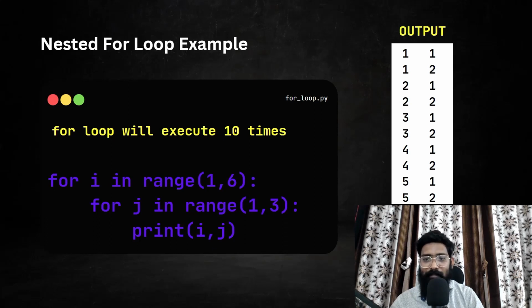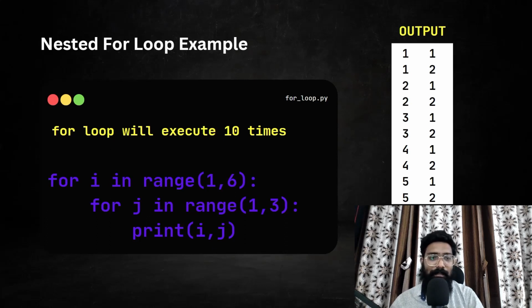On the left hand side, 1, 1, 2, 2, 3, 3, 4, 4, 5, 5 are nothing but i. And on the right hand side, 1, 2, 1, 2, 1, 2, 1, 2, 1, 2 are nothing but j. So this is how the for loop works. If you remember, in the last session we wrote an example to print a table 1 to 10. You can refer to that and come back to this topic again.